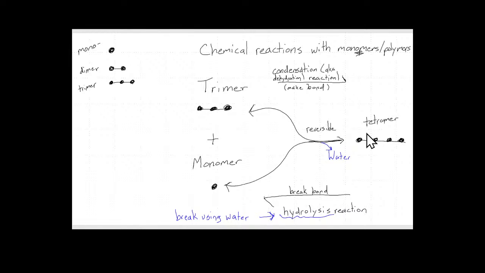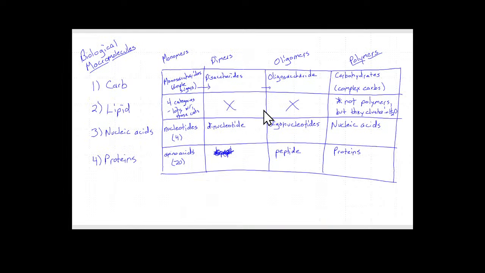Okay, so on the next slide, we will talk about the biological macromolecules: carbohydrates, or carbs for short, lipids, nucleic acids, and proteins. We're going to walk through each of these in lecture, and we're going to start off with the carbohydrates. Just to give you an overview of where we're going, we want to look at each of these 4 categories of biological macromolecules and think about what we would call the monomers, dimers, oligomers, which means few parts, and polymers, many parts.